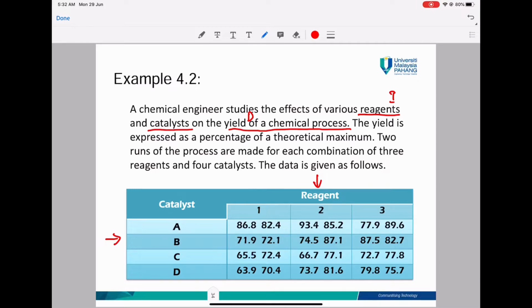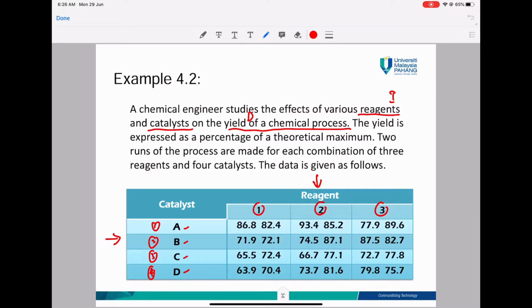So factor A has 4 different levels, 1, 2, 3 and 4, because we have catalysts A, B, C and D. Reagent has 3 different levels, level 1 for reagent 1, level 2 for reagent 2 and level 3 for reagent number 3.